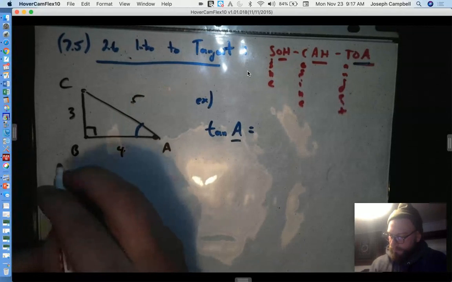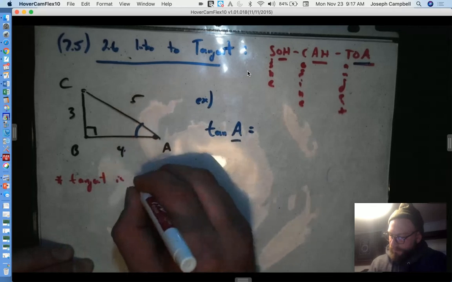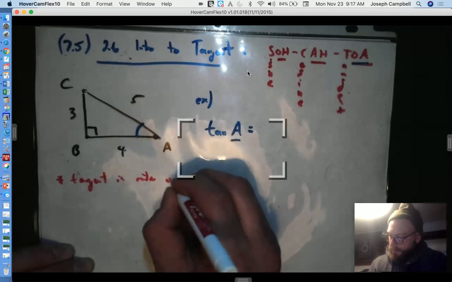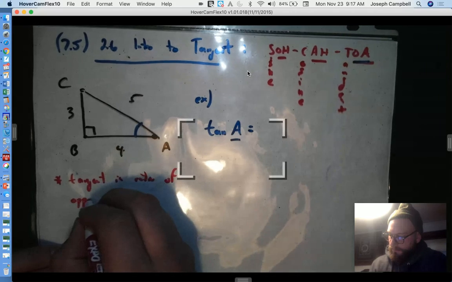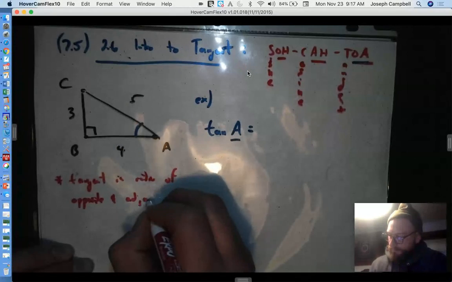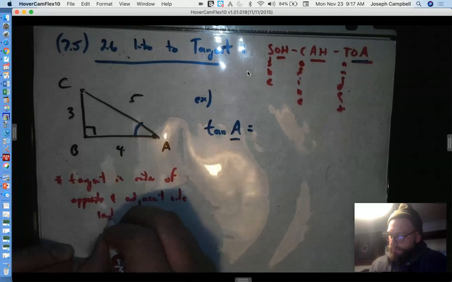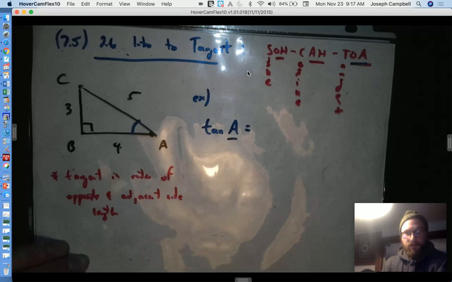Tangent is the ratio of an opposite and adjacent side length. We're talking about length here.